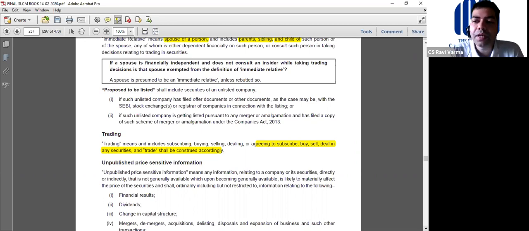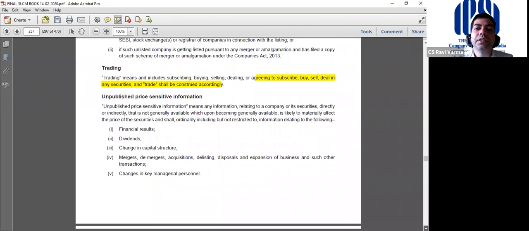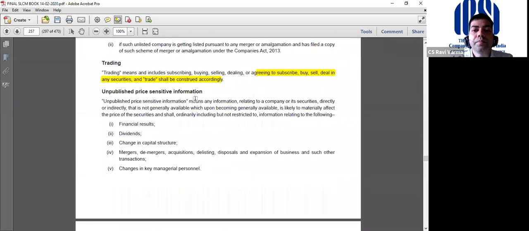Now, what is UPSI finally? UPSI is information which is not available to the public, and if it is made available to the public, it will impact the share price. What can be UPSI? There are examples, like financial results.